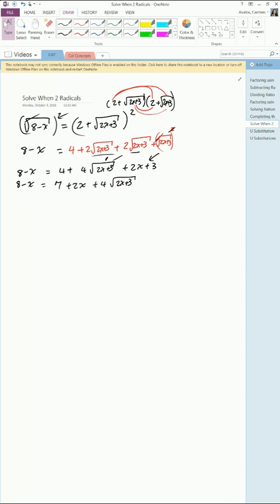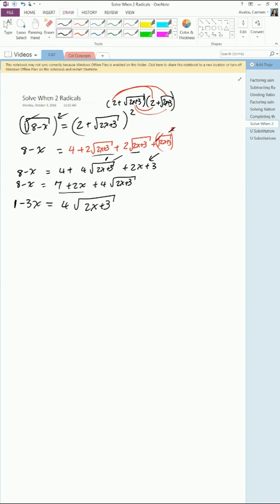So we still haven't solved for it. I do not want to square both sides right now because I have all this extra stuff right here. If I square it, then it's going to be a lot of distributing. So what we do is we move everything to the left-hand side. When I move the 7 over, I get 1. When I move the 2x, I get negative 3x equals 4 square root of 2x plus 3.